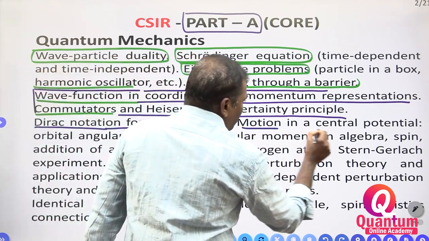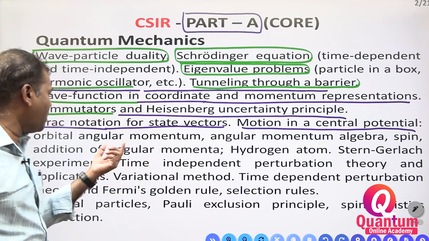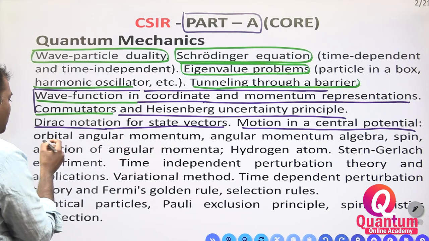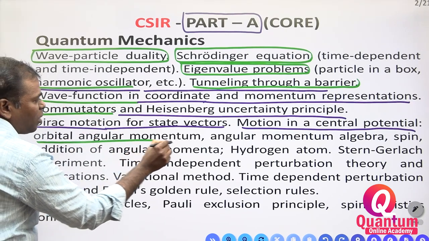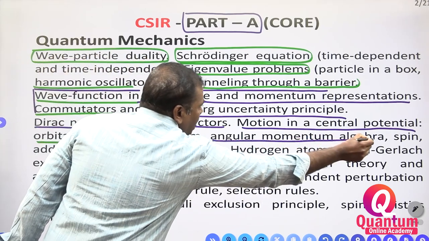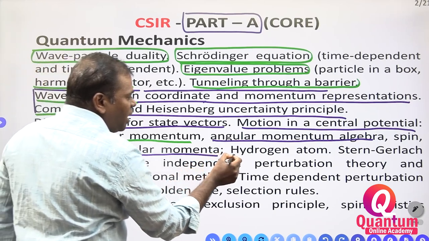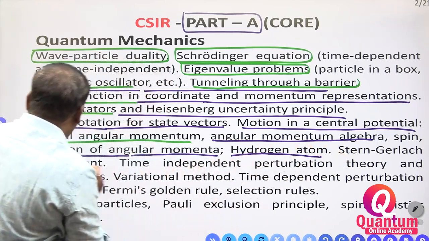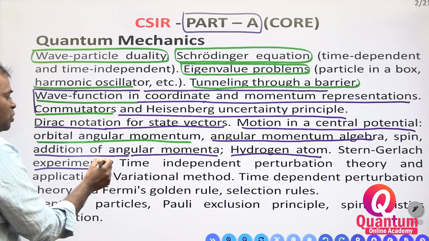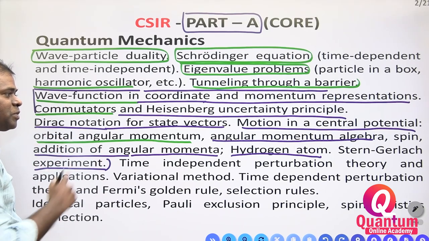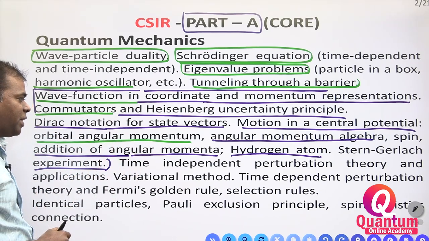Motion in a central potential. Within the motion in a central potential: orbital angular momentum algebra, spin angular momentum, addition of angular momentum, hydrogen atom, and Stern-Gerlach experiment. Up to here, it is one topic only, motion in a central potential.